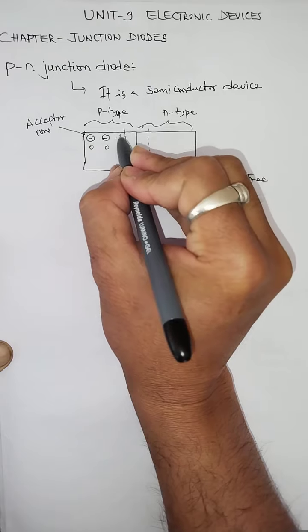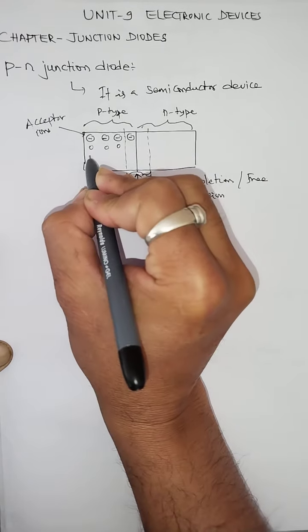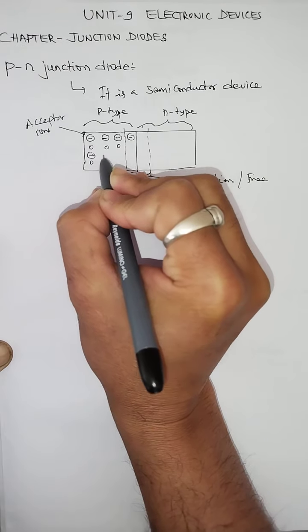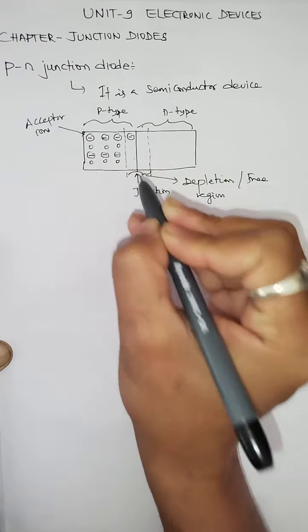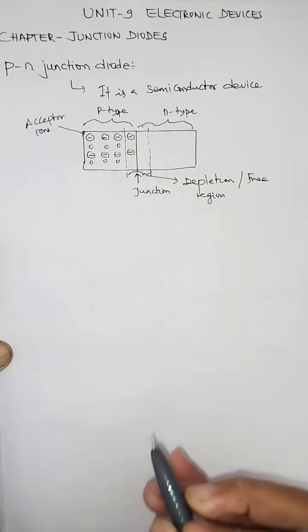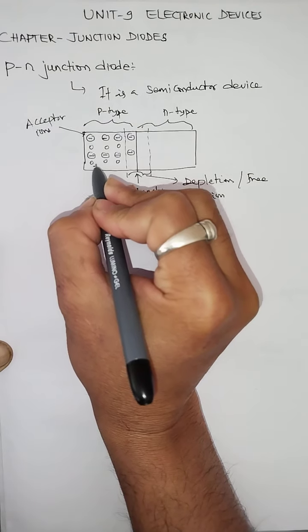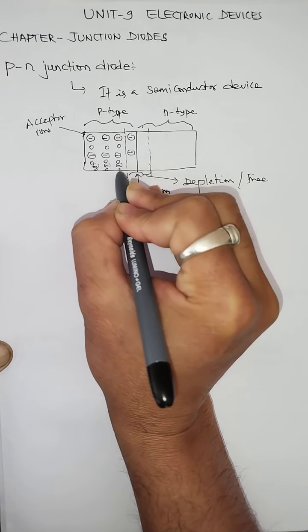Similarly, there are acceptor ions with the holes, acceptor ions with the holes everywhere in the P region.